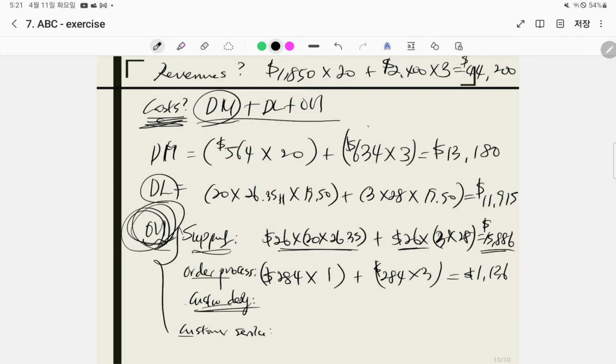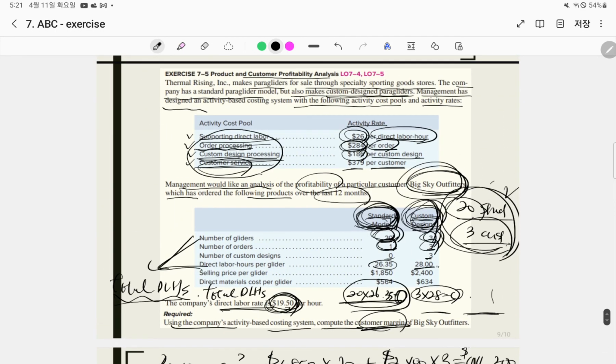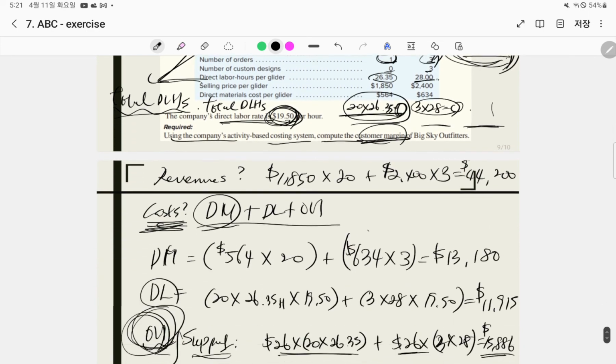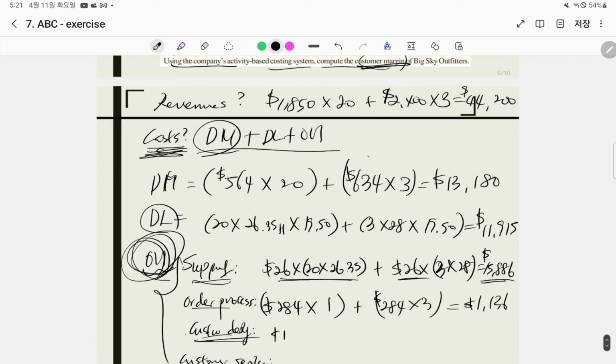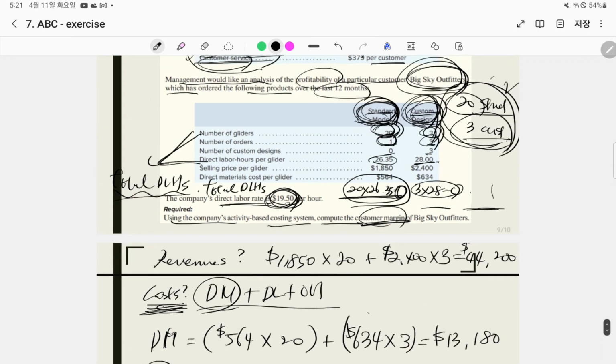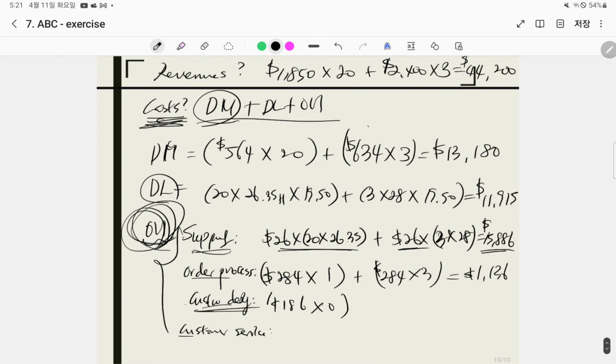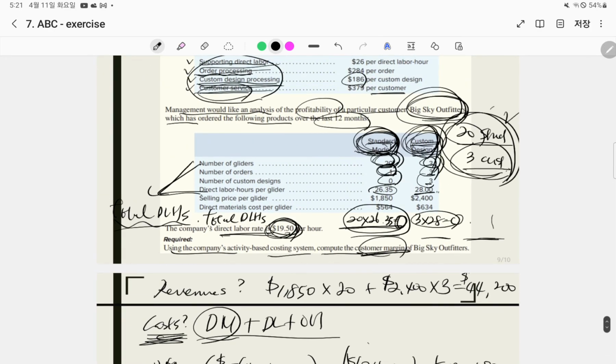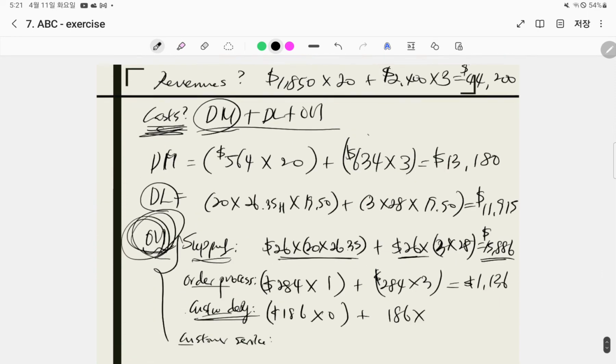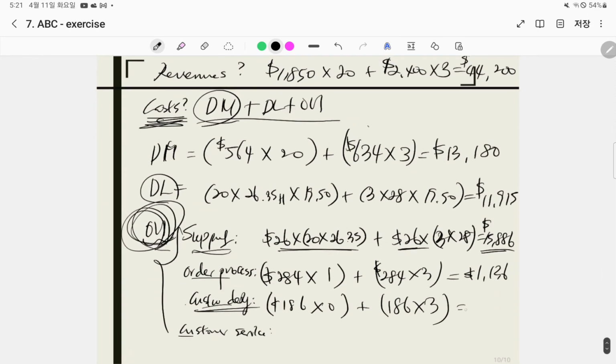Custom design processing activity costs $186 per custom design. How many custom designs are there? So 0 for the standard model and 3 for the custom design model. So $558.